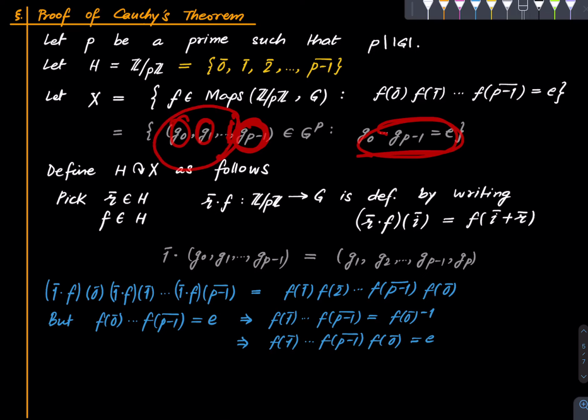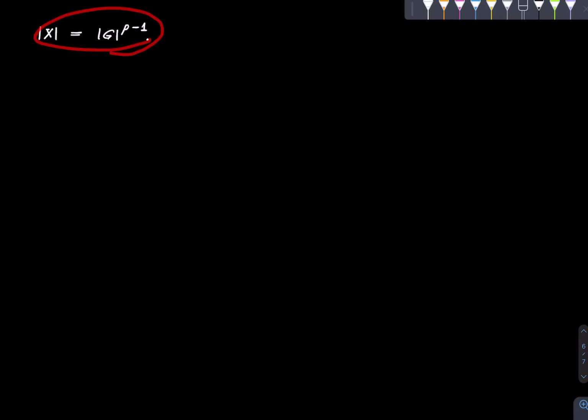So since you have a free choice on p minus 1 coordinates, note that this starts with 0. So if you have a free choice on p minus 1 coordinates, you are having cardinality |G| to the power p minus 1 number of things. So this is a crucial point.